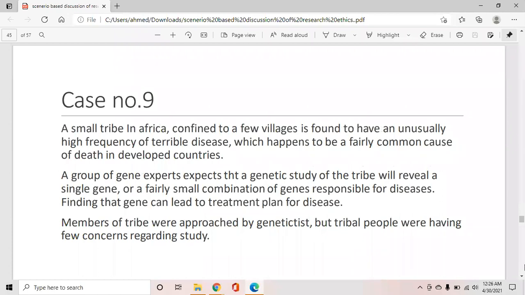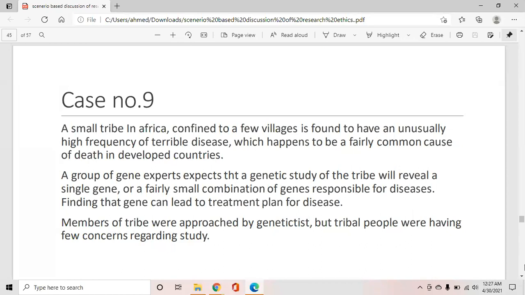Case number 9. A small tribe in Africa, confined to a few villages, is found to have an unusually high frequency of a terrible disease, which happens to be a fairly common cause of death in developed countries. A group of gene experts expects that genetic study of the tribe will reveal a single gene or fairly small combination of genes responsible for the disease. Finding that gene can lead to a treatment plan for the disease.